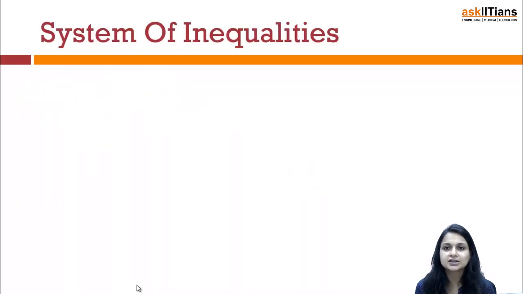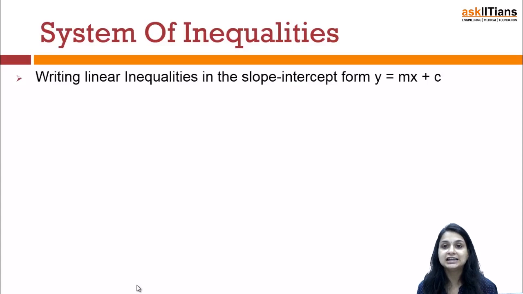Here students, in system of inequalities, I will be telling you how to deal with a linear inequality, quadratic inequality, and when we have system of 2 or 3 inequalities, how to reach the complete solution set for the system of inequalities. The first thing that we do for linear inequalities is we try to express it in y equal to mx plus c form. Okay, so this is our slope intercept form.